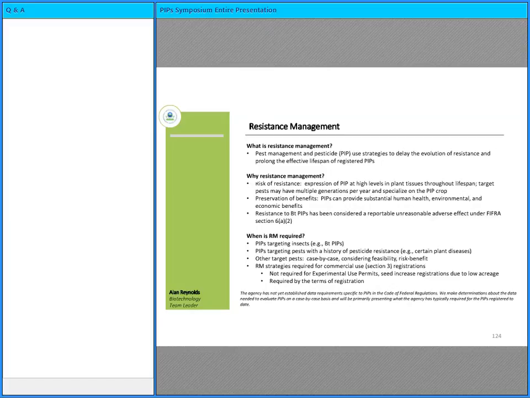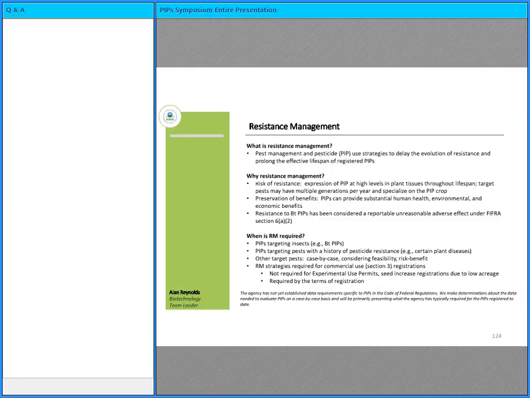So why does EPA do resistance management? First of all, there's a risk of resistance that may be greater for PIPs than actually other types of pesticides, and this is because PIPs are typically expressed at high levels in plant tissues throughout the lifespan of the plant. Target pests may have multiple generations per year and may specialize specifically on the BT crop, and these are factors that could lead to higher selection pressure for resistance.